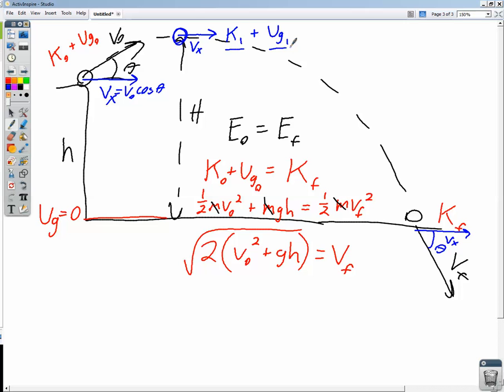Okay? Things that it won't allow us to solve for are things like time. We won't know the time of flight. We'd have to go back and use kinematic equations for that. But for other things like this, conservation of energy vastly simplifies this type of problem.